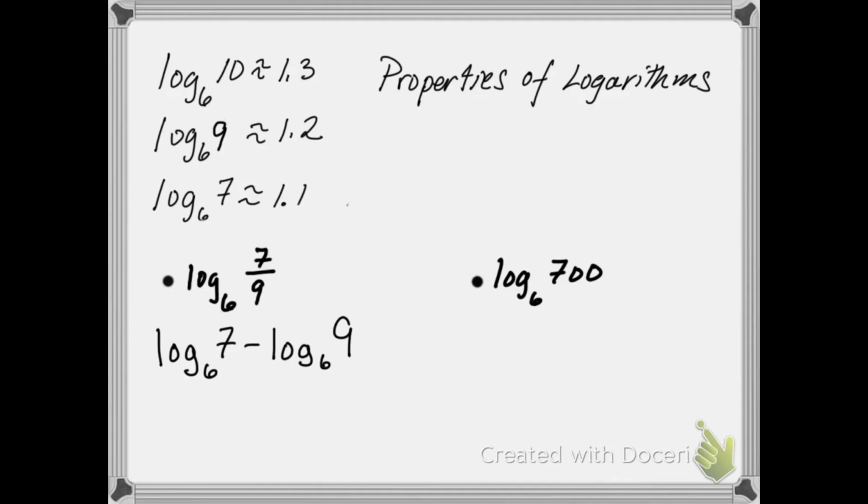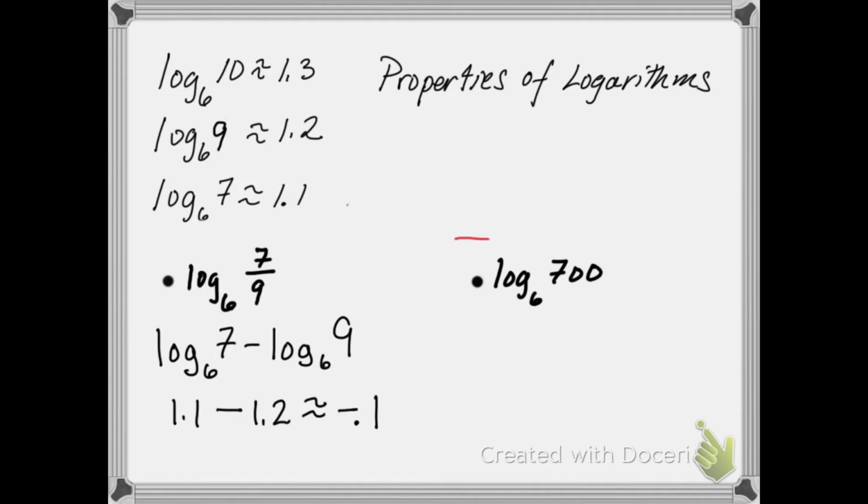Now you can see that I have an approximation for log base 6 of 7, which is 1.1, and I have an approximation for log base 6 of 9, which is 1.2, and I can say that this is approximately 1.1 minus 1.2, so approximately negative 0.1.